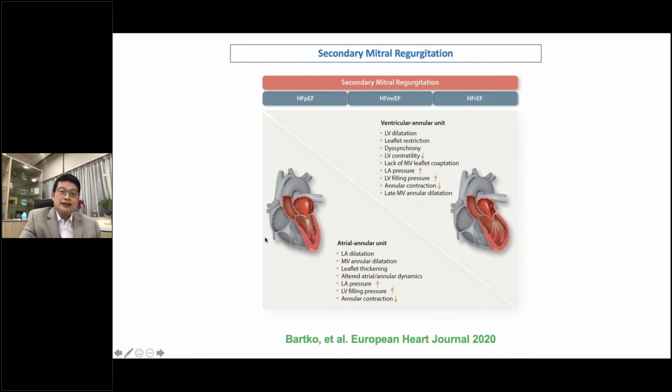We can also get secondary or functional mitral regurgitation in those with preserved ejection fraction. This typically occurs in patients with atrial fibrillation. In chronic atrial fibrillation, you can get dilatation of the left atrium, and this results in dilatation of the mitral annulus without impaired contractility of the left ventricle. And so in these patients, you can get significant mitral regurgitation just from annular dilatation.